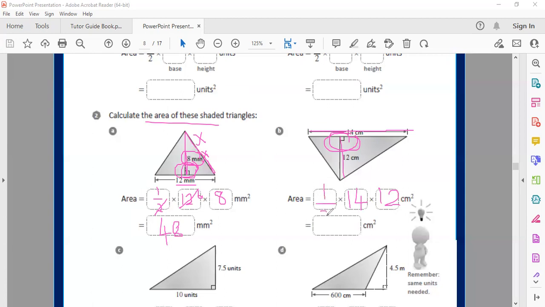And then don't forget a half here. So this will be 7. 7 times 12, 84. Very good. Okay, do you understand, guys? Okay, next question.